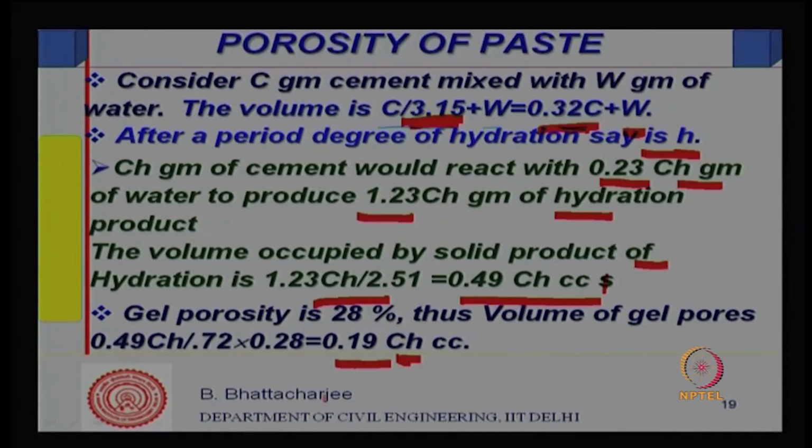If I take C grams of cement and H is the degree of hydration, then CH grams of cement will react, and everything has to be multiplied by CH, and that is how I get it. So, I get 0.49 CH cc as the volume of solid product of hydration, and 0.19 CH cc is the gel pores volume, right. So, that is how I can calculate the volume of gel pores.